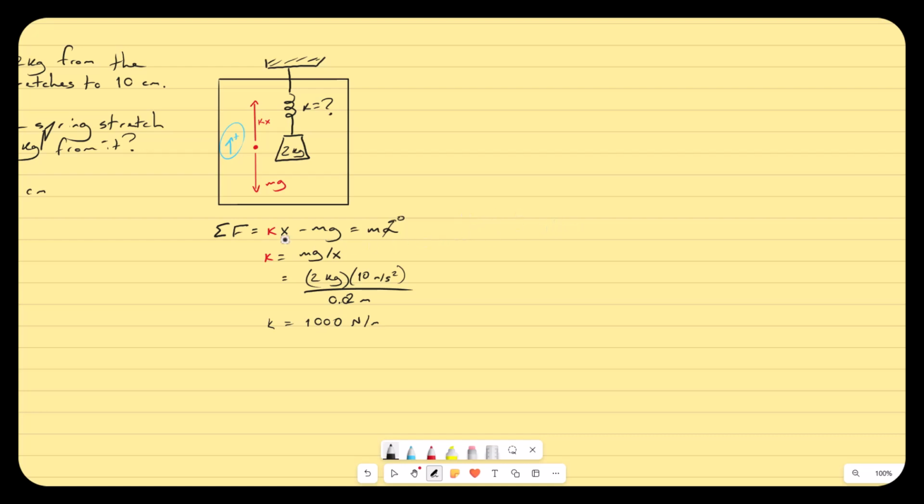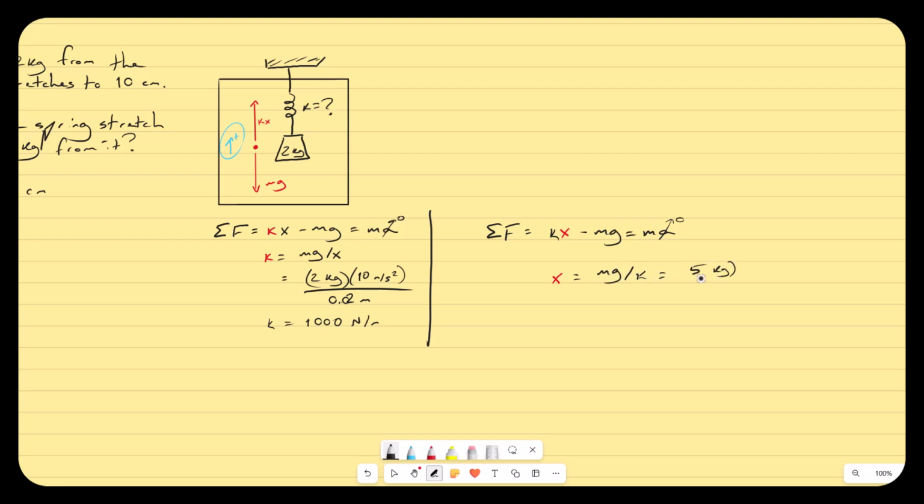So now if I put 5 kilograms on here, my free body diagram is going to stay the same. But my sum of forces, I'm going to get k times x. I now don't know how far I'm going to stretch. Minus mg equals ma. Acceleration is still 0, so I'm solving for x now. x is mg over k.